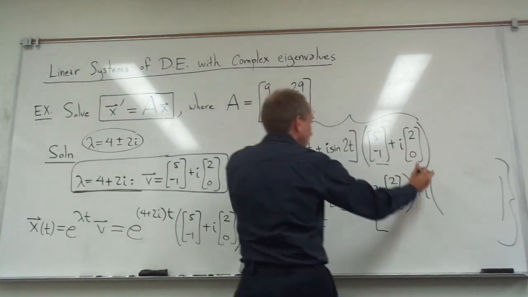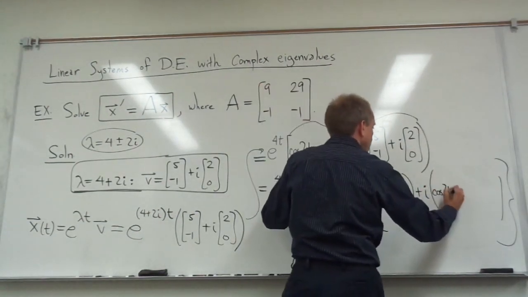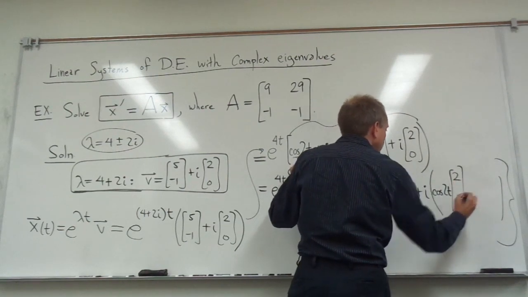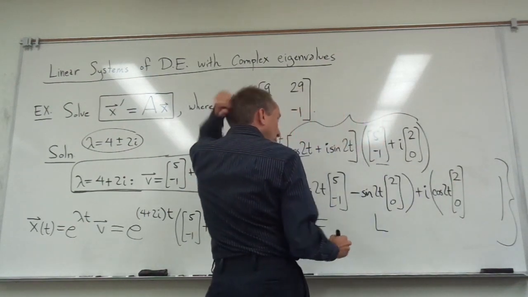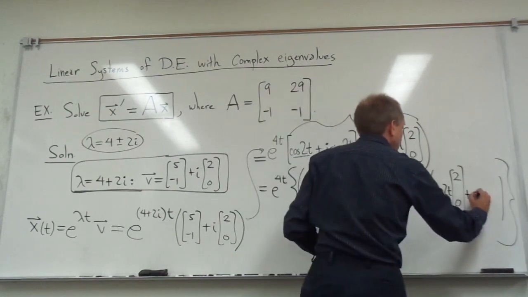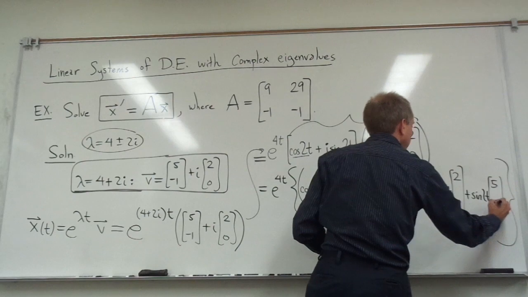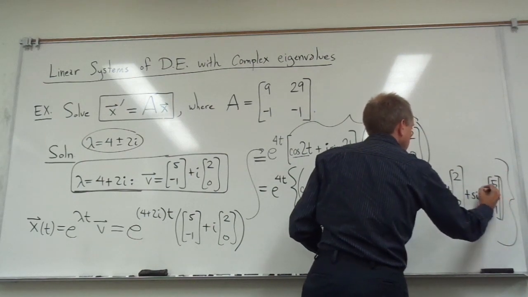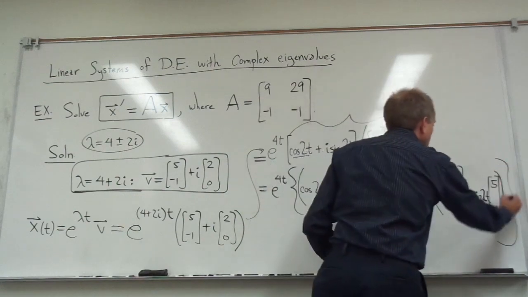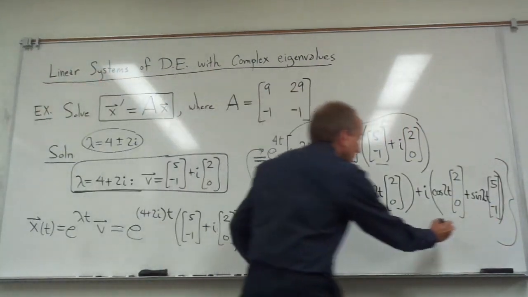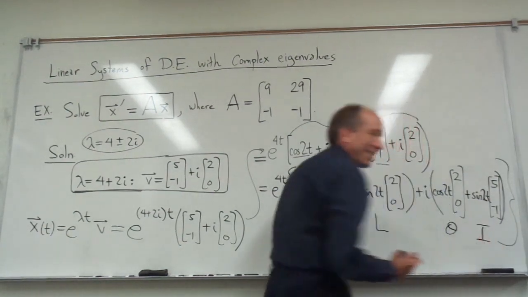So the outer term would be cosine of 2t times the vector (2, 0). And the inner term would be sine of 2t times the vector (5, -1). So it would look something like that. Okay? So there you go. The outer and inner part of the calculation is here.